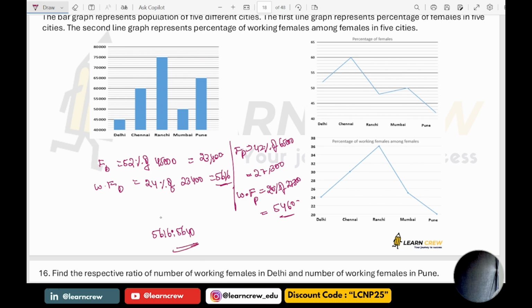5460. So what you can do? Cancellation. 5 plus 1 is 6. 5 plus 6 is 11, plus 1 is 12, plus 6 is 18. 5 plus 6 is 11, plus 4 is 15. So divisible by 6 here. Divisible by 12.